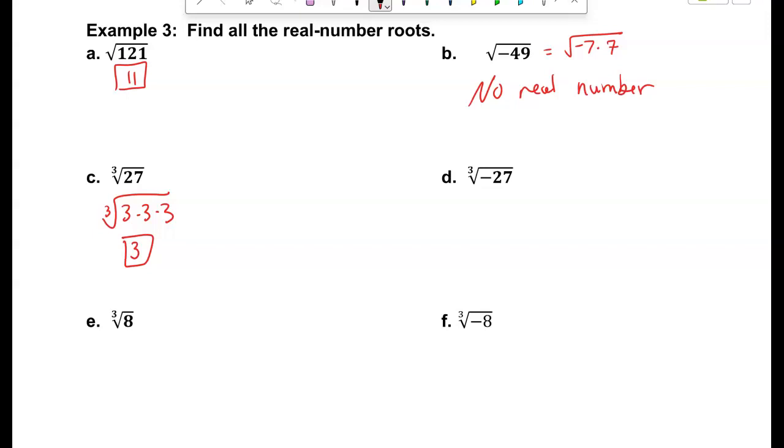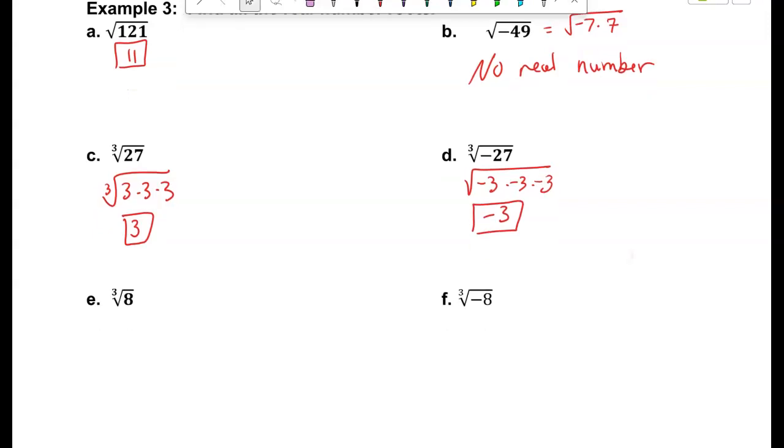Oh, I got the cubic root of a negative 27. Can I rewrite that like this? Oops, I got to make sure I have my negative there. Hold on. Correct? So, what is the cubic root of a negative 27? So, negative 3. So, we can have a negative in that case.